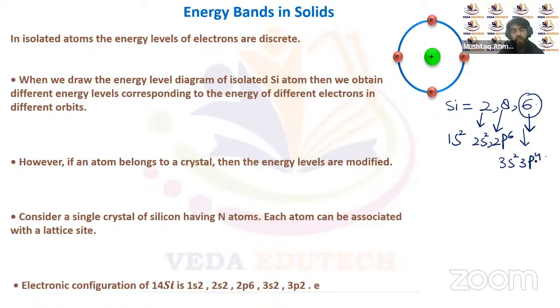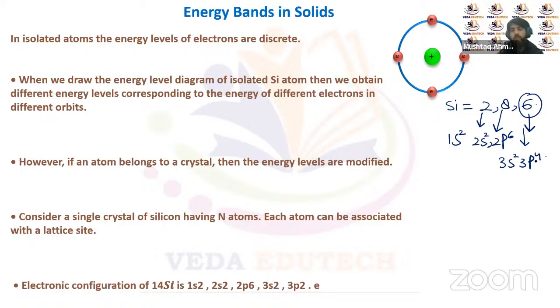Now the question is, what happens to these atoms when they are part of a crystal? We know that a single piece of crystal contains an enormous number of atoms, and all these atoms are arranged in some fashion in a crystal. That's what we call the arrangement of the atoms in a crystal.